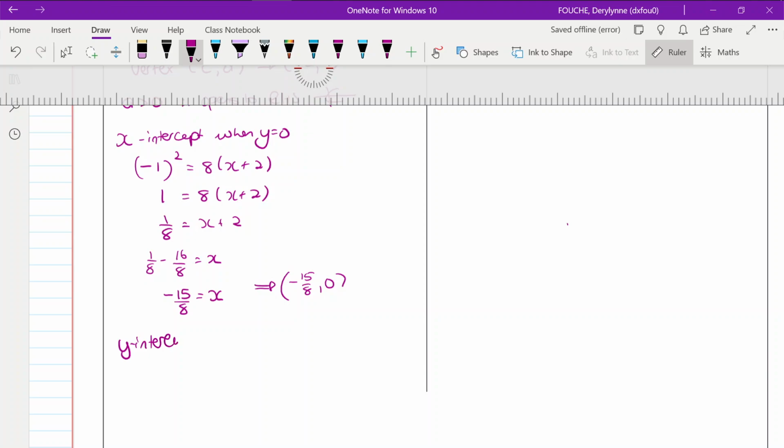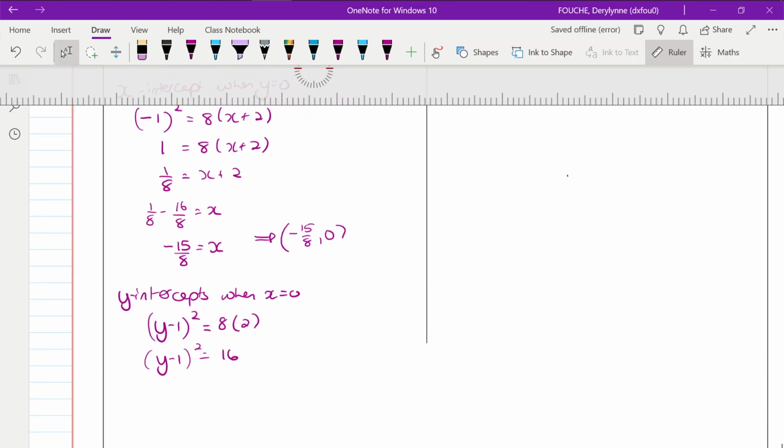My y-intercepts occur when x equals 0. So now I have y take 1 squared is equal to 8 times 2. So y minus 1 squared is 16. Remember, when we take a square root, we have plus or minus the square root. So plus or minus 4. So y is 1 plus or minus 4. So that means that my y-intercepts will be at 0, 5, and at 0, -3.